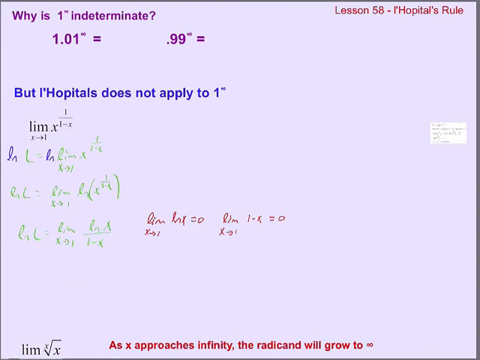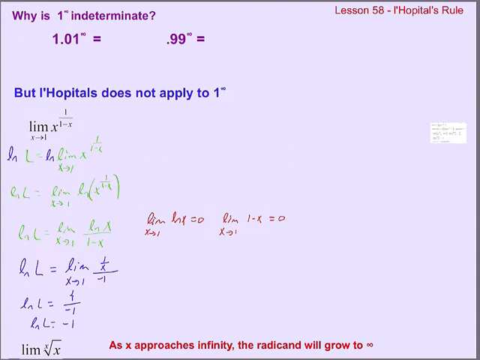ln of, remember, this is still the ln of the limit we're looking for, is equal to the limit as x approaches 1 of, I'm going to take the derivative of ln of x, divide that by the derivative of 1 minus x. And I can do the direct substitution here and say that that is equal to 1 over 1 over negative 1. So the ln of our limit is equal to negative 1.